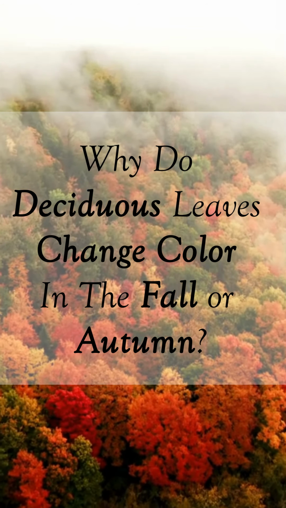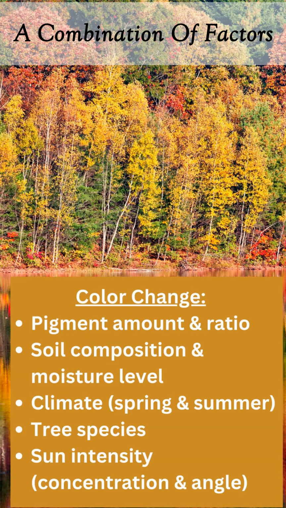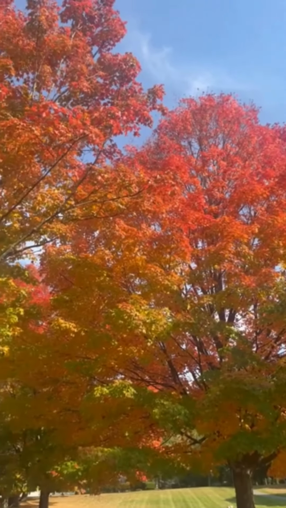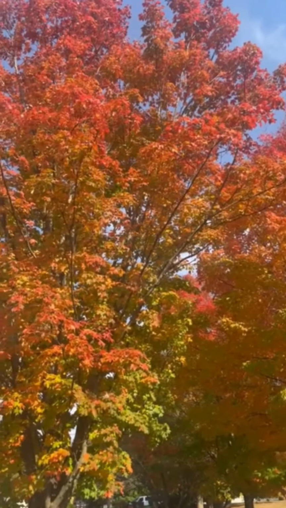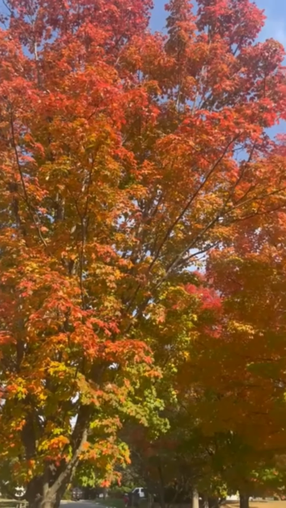And it's all down to a combination of the pigments in the leaves, the soil mixture and composition and soil moisture, the result of the spring and summer's climate that year, the tree species, the angle and intensity of the sun, and also the amount of sugars and glucose stored in those leaves. And all these different variables and characteristics, both chemically and physically, add up to the amount and degree of color change in the environment over the Northern Hemisphere during these weeks of the fall and autumn.